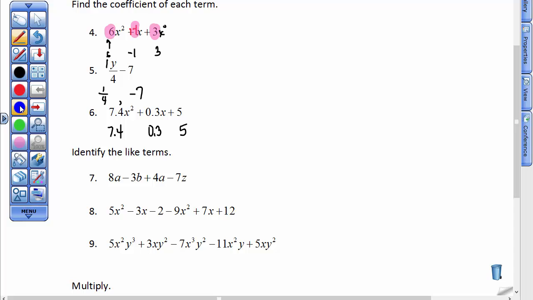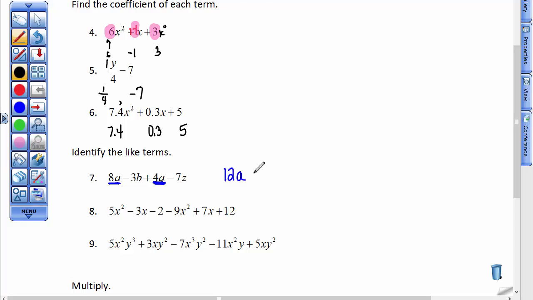Now, let's identify like terms. So terms are like terms if they have the same variable, a, and they're raised to the same power. So if that a had an exponent, they'd have to be raised to the same power. But nonetheless, those are 8 apples and then 4 apples. When we get down to the next section, what we're going to do is combine those and call those 12 apples. So you can combine like terms. Those are the only like terms in that problem.